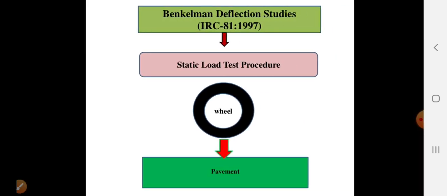So as we saw in the last class, what the failures in flexible pavement are and how to maintain it, now we're going to see how to structurally evaluate the flexible pavement. In that we have different methods. So first, today we're going to learn about the BBD, that is the Benkelman or Benkelman beam deflection method.